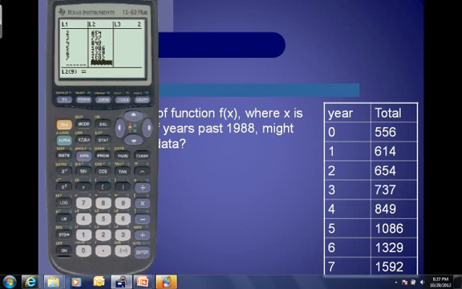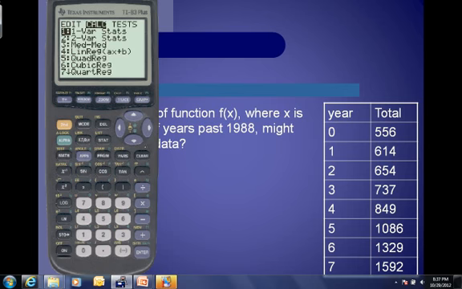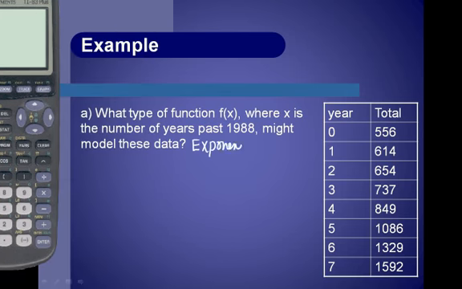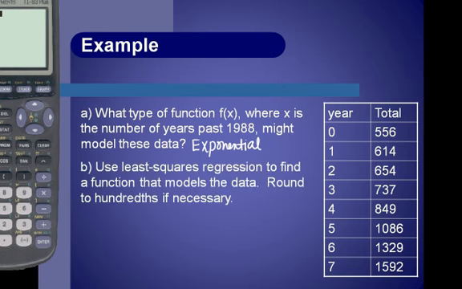1592. So again, first thing we have to do is decide which graph this looks like. So we're going to go second stat plot, enter, enter, zoom 9, which is stat. Notice this one is exponential because it increases very quickly. So we are going to go to Stat, Calc. Now exponential, we're going to arrow down to 0, which is exponential. So our first question said, what type of function is f of x? So we're going to say exponential.